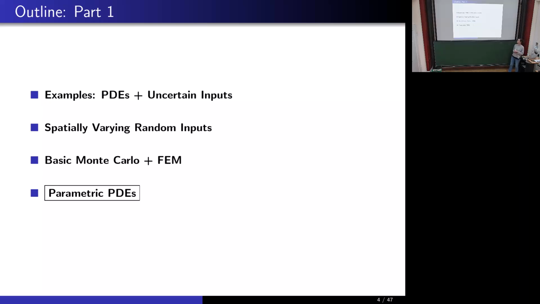Where I'd like to get to at some point today is the idea of a parametric PDE. To start off with, I'm just going to have a PDE with some uncertain inputs, and then I'm going to mathematically put some structure on my randomness and convert my problems into so-called parametric PDEs. These days in the numerical analysis community, language has evolved a lot over the last 20 years. We tend to call them parametric PDEs these days, if we represent our uncertainty in a particular way. Okay? So that is my plan for the first part. We'll see how far I get.